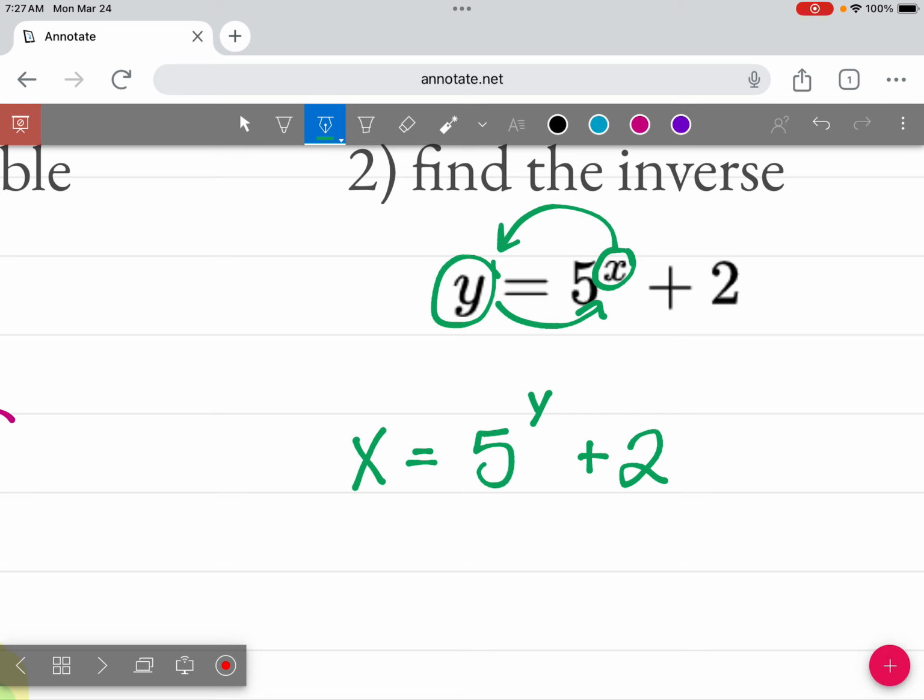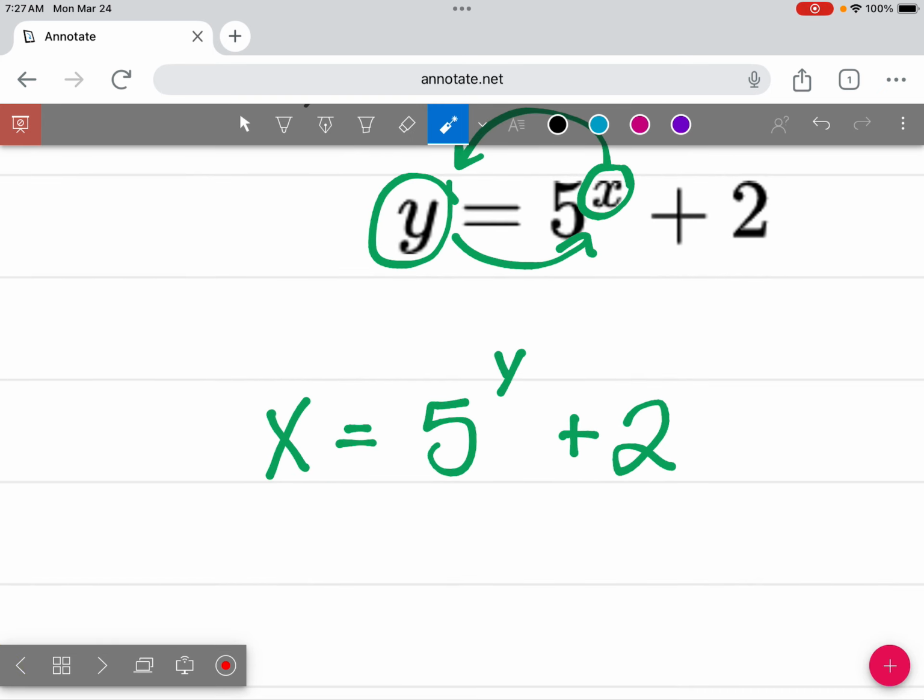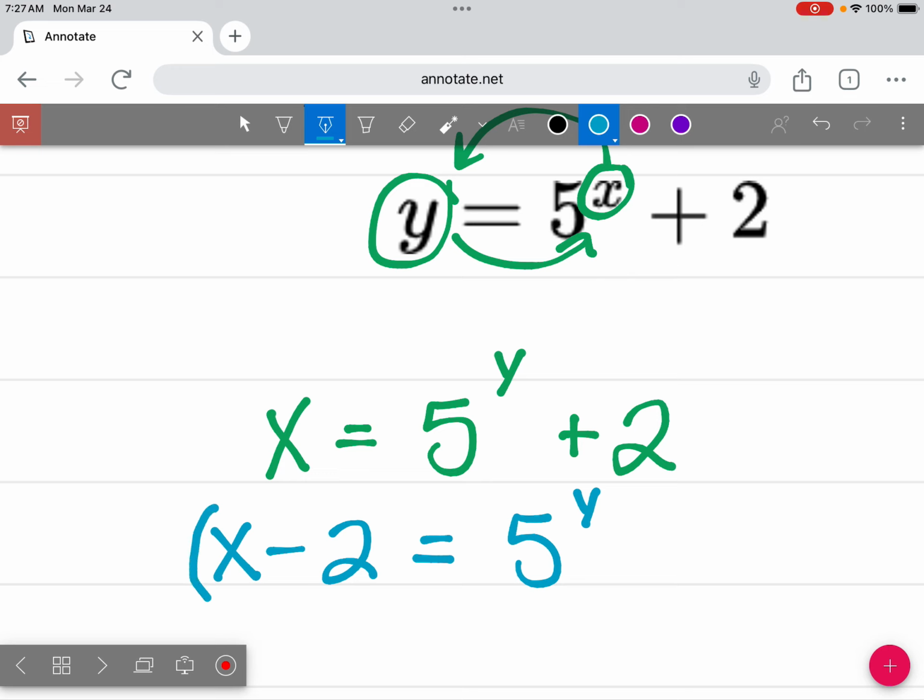But we don't like to have x equals. We'd much rather have y equals. So what can I do to try and get my y by itself? We can't do the square. If it was squared, we could do the square root. Minus 2. Let's start with getting the 2 away so we can get this piece by itself here. So we're going to make this be x minus 2 equals 5 to the y. And I'm going to put a set of parentheses around this side.